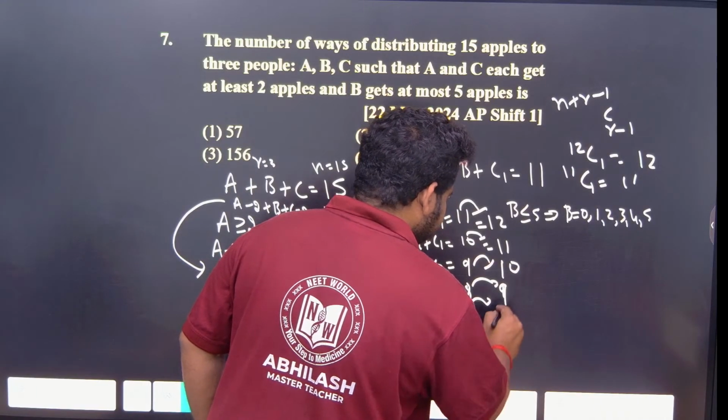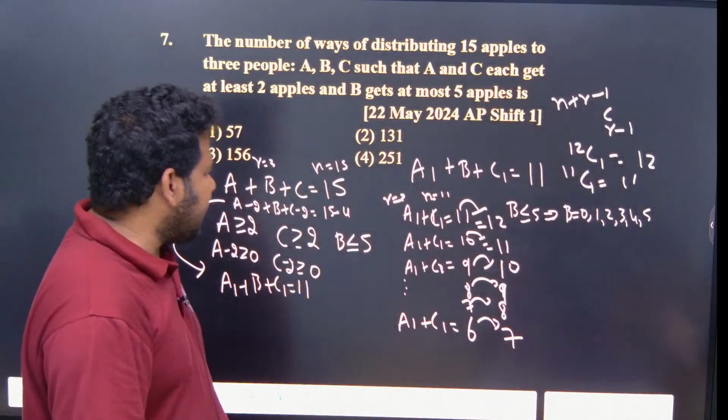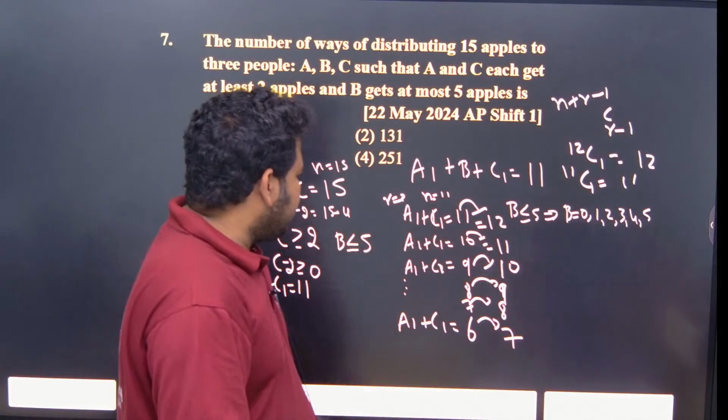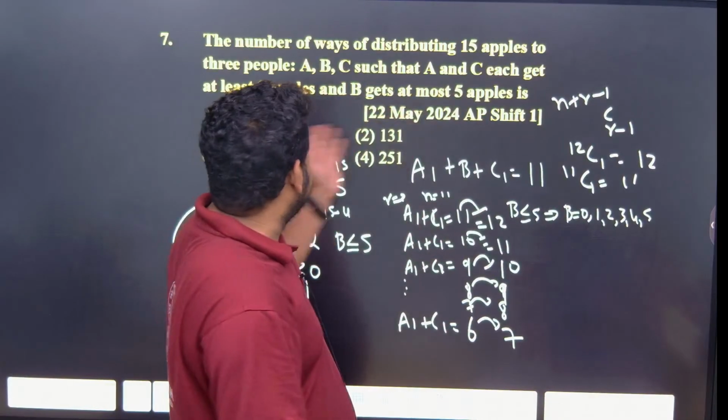Instead of writing everything, this will be what? 8. And this will be what? 7. Correct? This will be 7. Now, what will happen? Add all of this. So, B gets at most 5 apples.